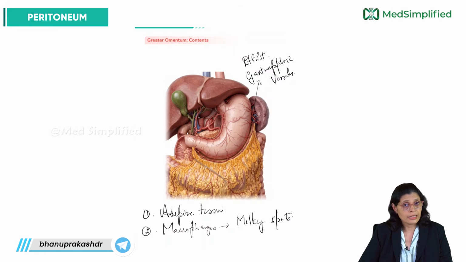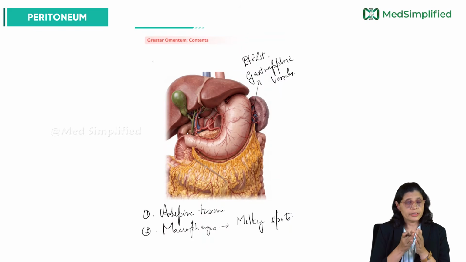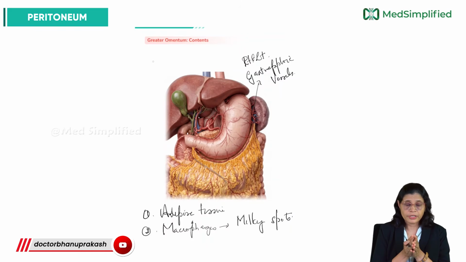Then it has a large amount of macrophages, right? So what does it do? It will protect the peritoneal cavity from infections. It protects the peritoneal cavity from infections because of the presence of a large amount of macrophages, and it will also prevent the spread of infection.